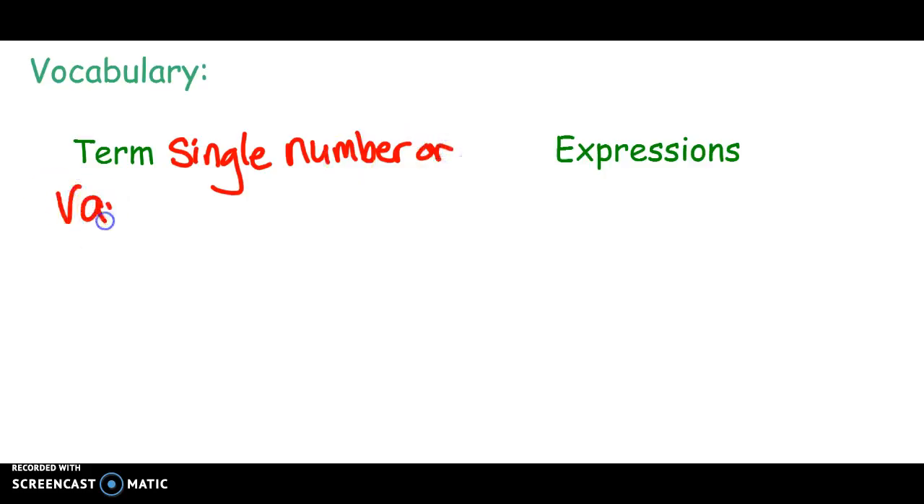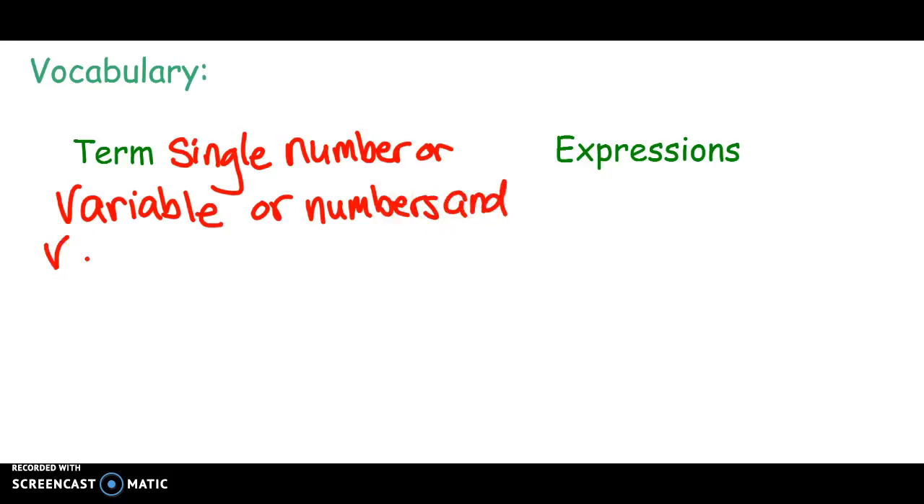So when we talk about a term in algebra, a term is a single number or variable. Or numbers and variables multiplied together.